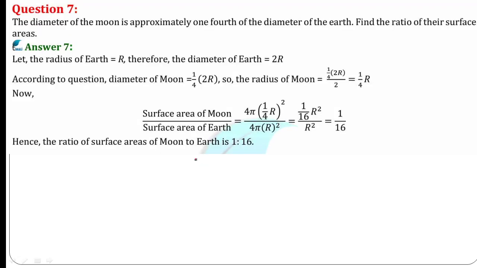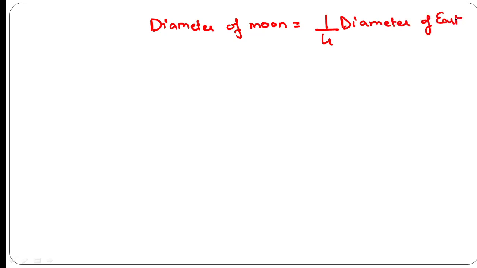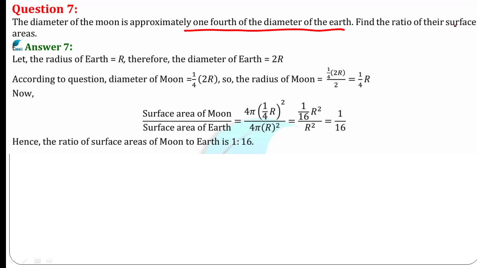So the next question is: the diameter of the moon is approximately 1/4 of the diameter of the earth. So the diameter of the moon is 1/4 of the diameter of the earth. Then we can write: diameter of moon is equal to 1/4 of diameter of earth. Find the ratio of their surface areas. So we have to find the ratio of their surface area.